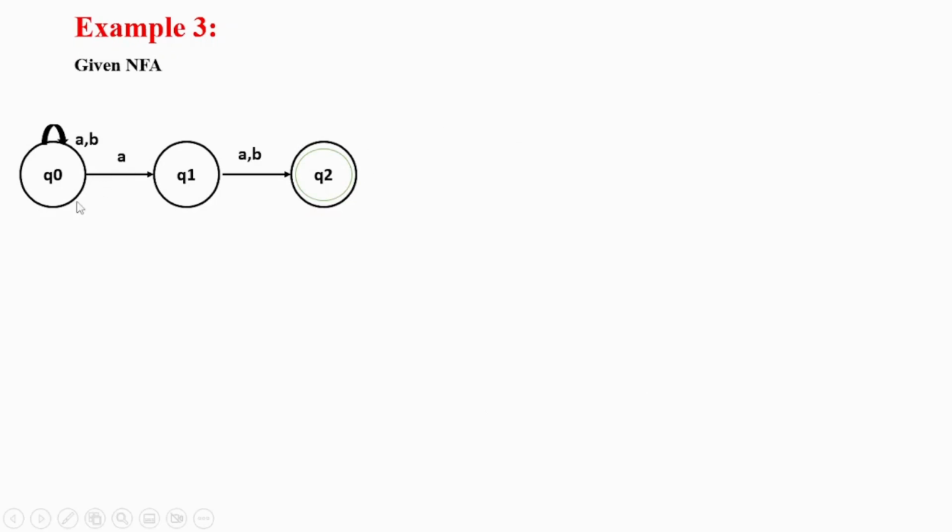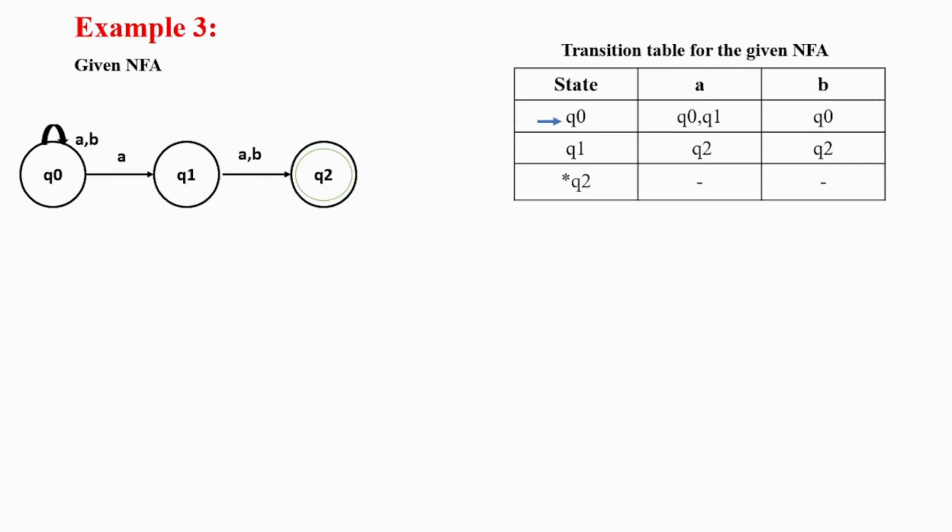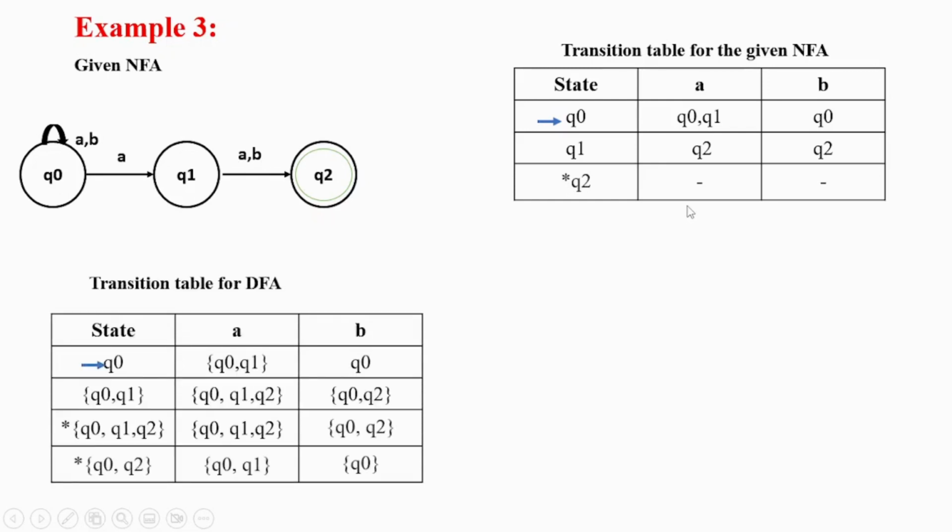The third example, so this is the given NFA. It also has three states, Q0, Q1, Q2, and complete the transition table for this. So Q2 is the final state, Q0 is the initial state. Then draw the transition table for DFA. Now we have to copy this as it is. So the initial state is copied as it is. Q0 is already defined. Now take Q0, Q1.